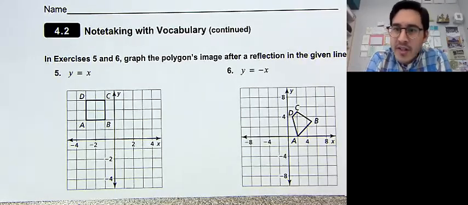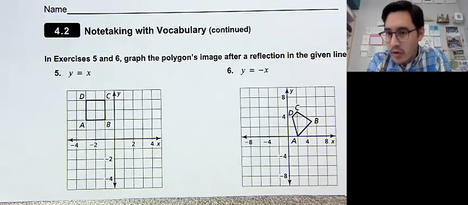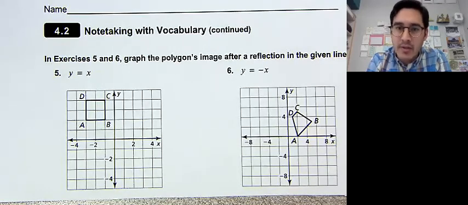Hi, in this video, we're going to continue with our reflections. This time, they are going to be a bit more complex. So instead of reflecting triangles, we're going to reflect quadrilaterals, okay, polygons. And instead of reflecting across horizontal and vertical lines, we're going to reflect across diagonal lines.